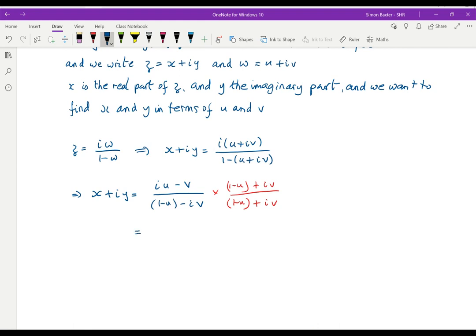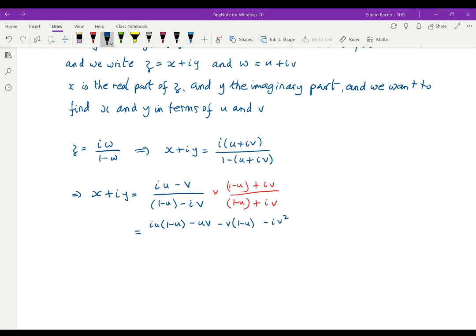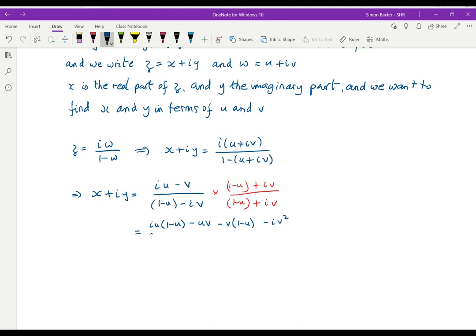And this equals iu times 1 minus u, minus uv, minus v times 1 minus u, minus iv squared, all divided by 1 minus u squared minus i squared v squared, that's plus v squared.